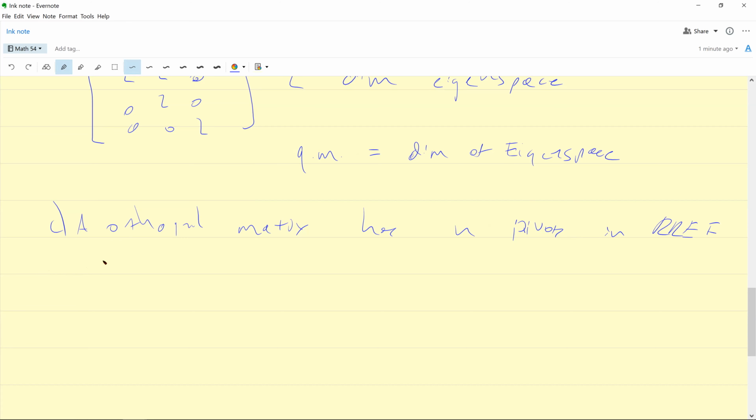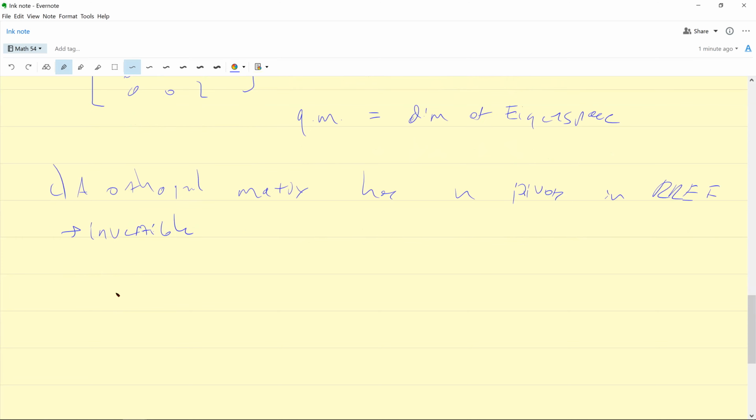Those are all true. In particular, all of those are the same thing as being invertible, right? So if it has n pivots in reduced row echelon form, we know it's invertible. So the question is asking, is an orthogonal matrix going to be invertible? Is that always true? Do you know why it's true? No. So what's the definition of an orthogonal matrix?